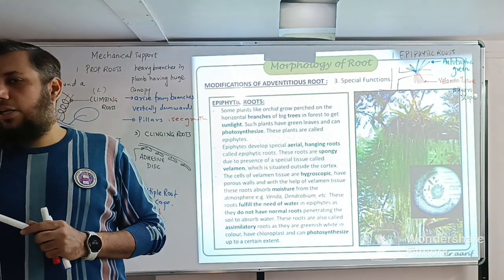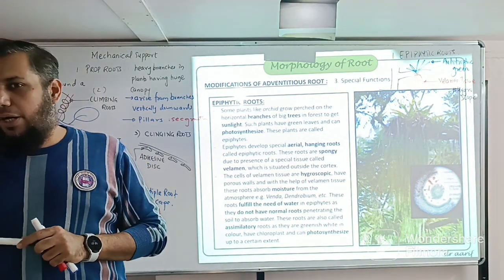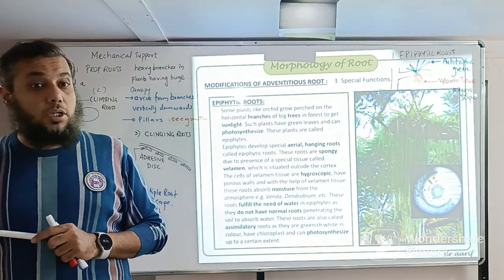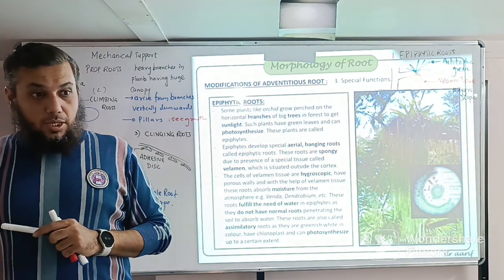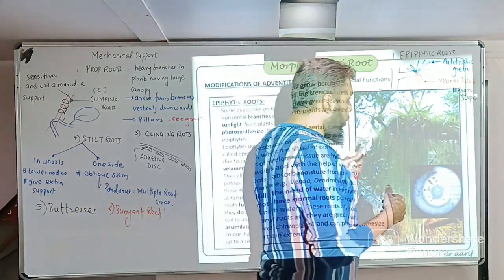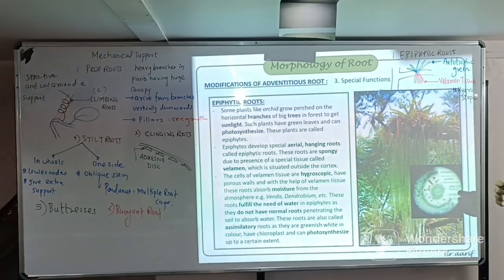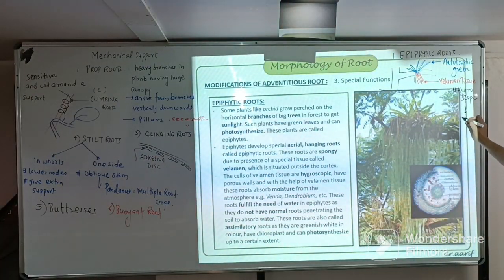If you keep salt open in your kitchen, what will happen? It will absorb all the moisture from the atmosphere. Thus, this velamen tissue is hygroscopic. And what will it do? It will start absorption of water from the air.